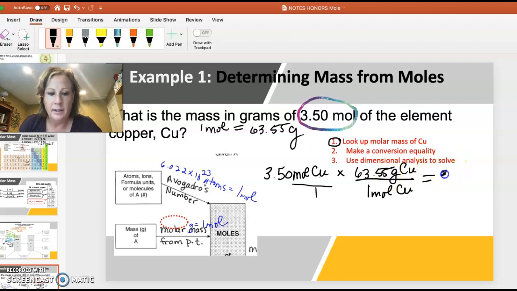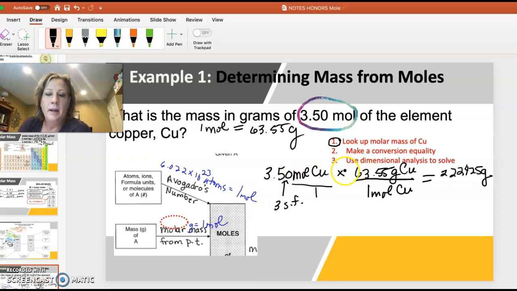My calculator is going to say something like 222.425 grams, but I'm going to round with sig figs. So I have 3 sig figs in my beginning number, and we're multiplying and dividing. These have infinite, so we ignore them, sig figs. So I want to have 3 in my answer. So I can't even read my own writing. There's a decimal there. It's going to be 222 grams of copper.